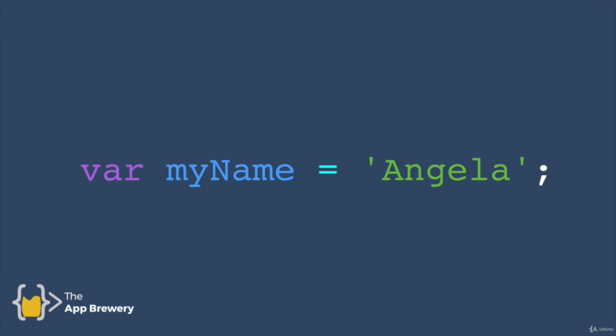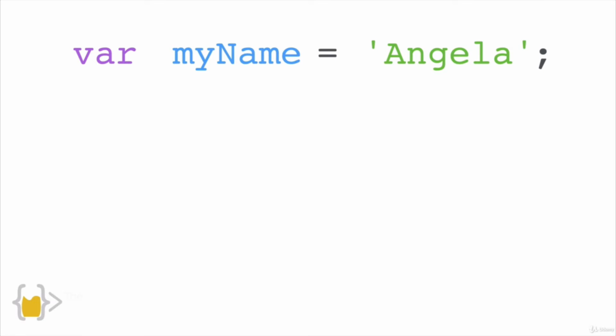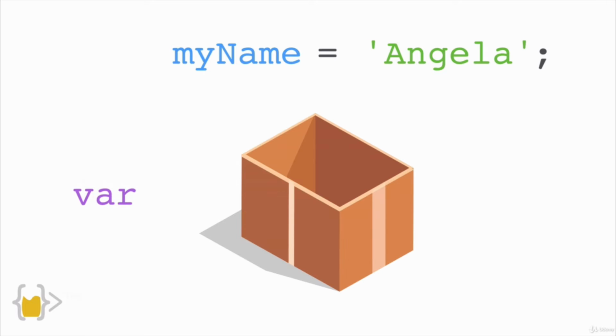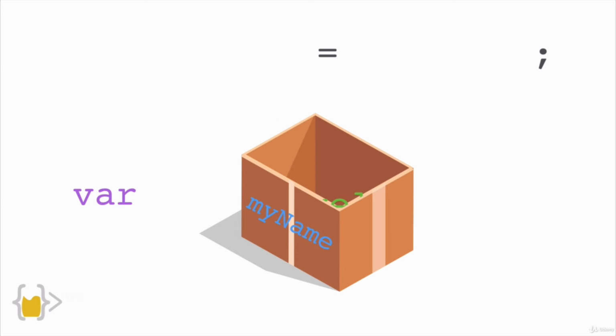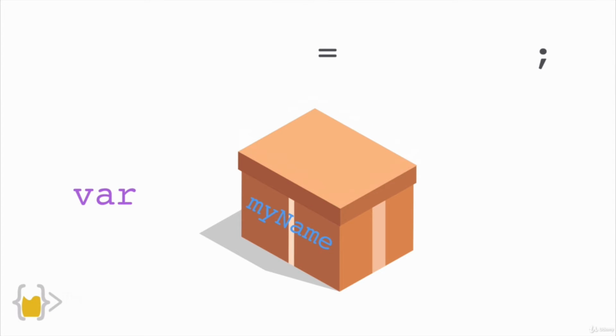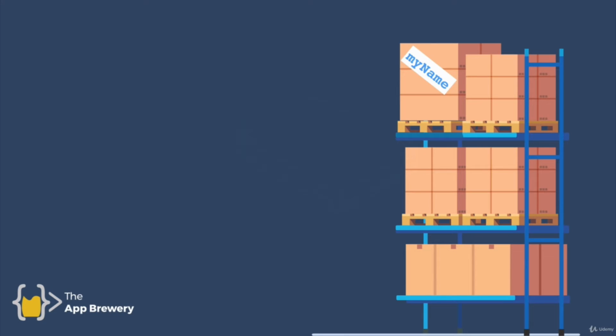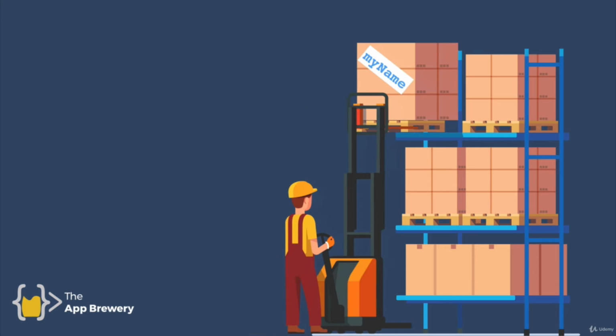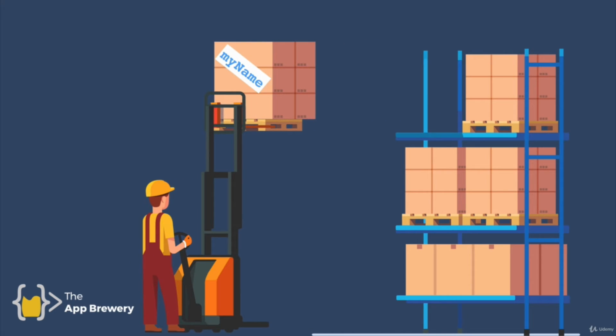Now, what's actually happening here? Well, essentially, when I write the keyword var, the computer builds a box. And then it looks to see what name it should give that box. So this one's called my name. And then it looks at the right-hand side of the equal sign to see what it should put into the box. In this case, it's the word Angela. And the semicolon just says, well, this is the end of my line of code, so you can close the box now. So now I have this shelf, and as you create more and more variables, you'll build up shelves full of these boxes. And whenever you need one, you can go ahead and pull it off the shelf and open it to see what's inside.